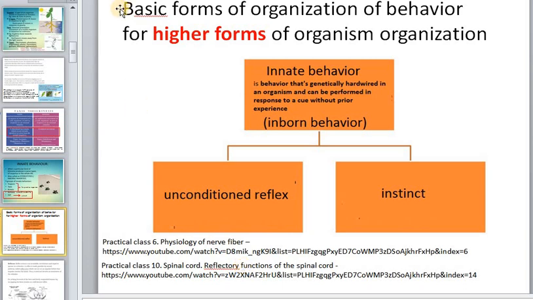But here we see the basic form of organization of behavior for higher forms of organization, and here you see the innate behavior, but two parts of innate behavior. For higher forms of animals, it's the unconditioned reflex and instincts.